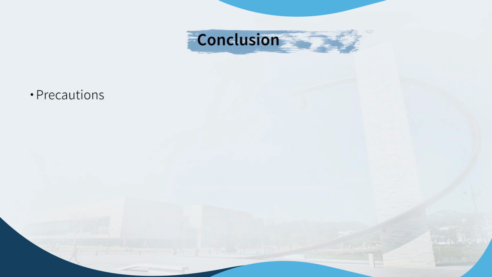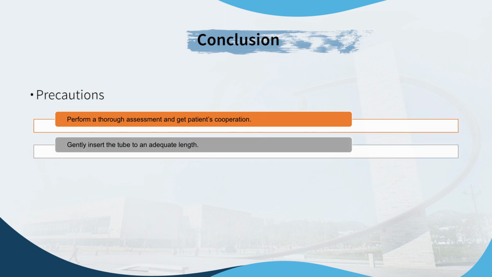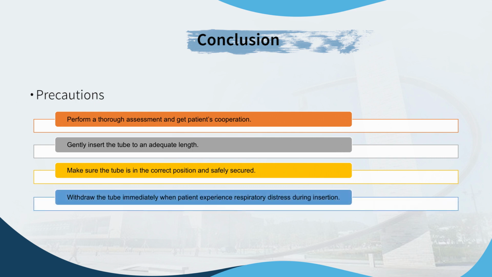Finally, I would like you to pay attention to the following key points when performing entry tube insertion. First, perform a thorough assessment and get patient's cooperation. Second, gently insert the tube to an adequate length. Third, make sure the tube is in the correct position and safely secured. Fourth, withdraw the tube immediately when patient experiences respiratory distress during insertion.